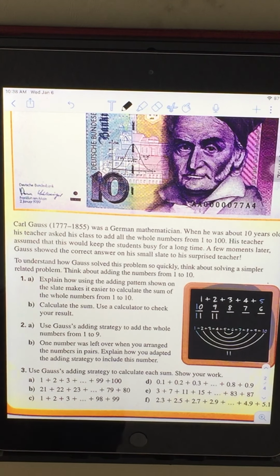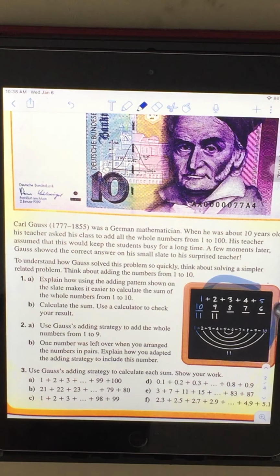To understand how Gauss solved the problem so quickly, think about solving a simpler related problem. Think about adding the numbers from 1 to 10. Explain how using the adding pattern shown on the slate makes it easier to calculate the sum of the whole numbers from 1 to 10. So let's have a look at this over here.